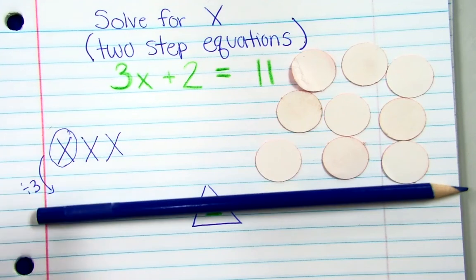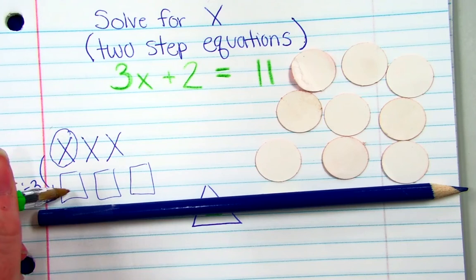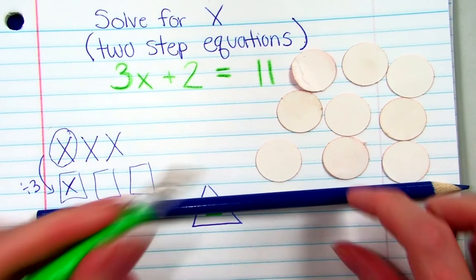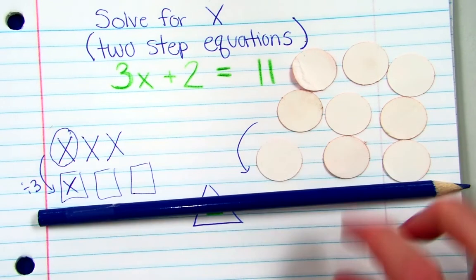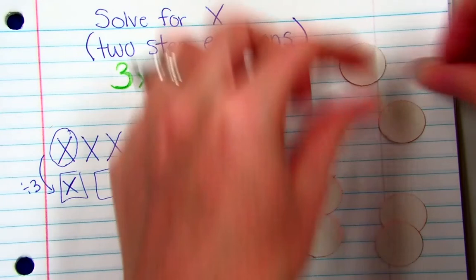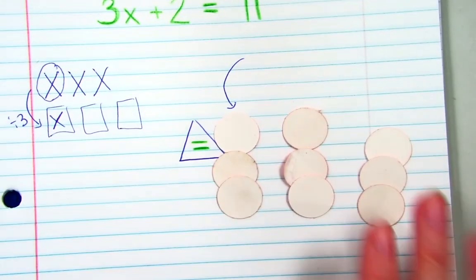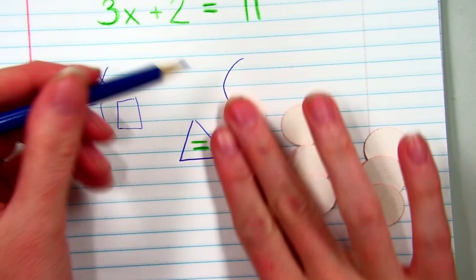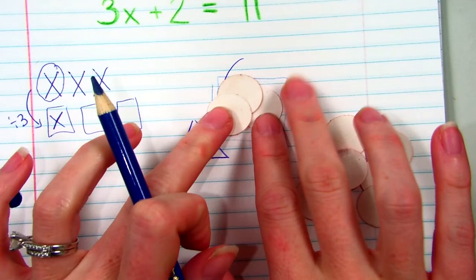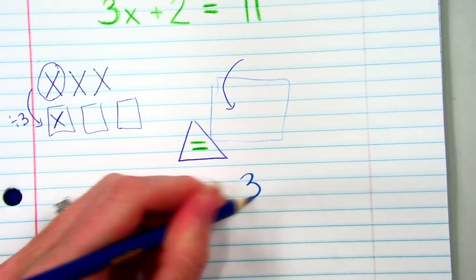If I divide these 3 x's by 3, so I take those 3 x's and put them in 3 separate groups, I'm going to end up with 1x. So if I divided this into 3 equal groups, I need to divide all these into 3 equal groups. So I'm going to do that. 1, 2, 3. And I end up in each group with 3 positives.